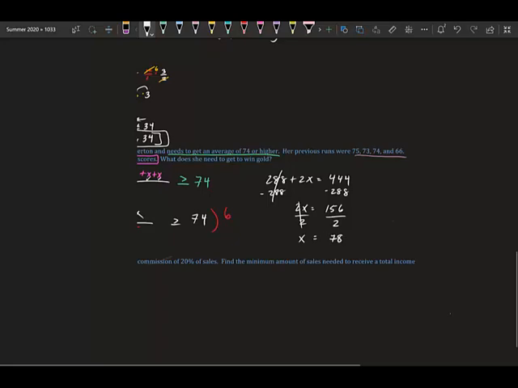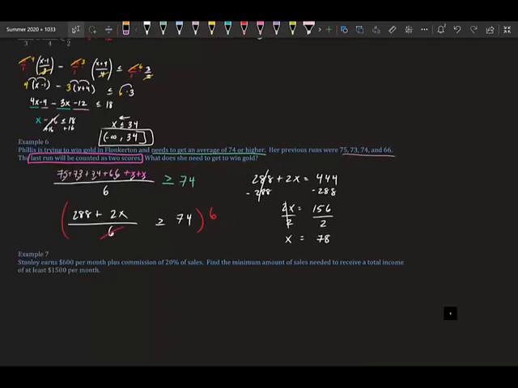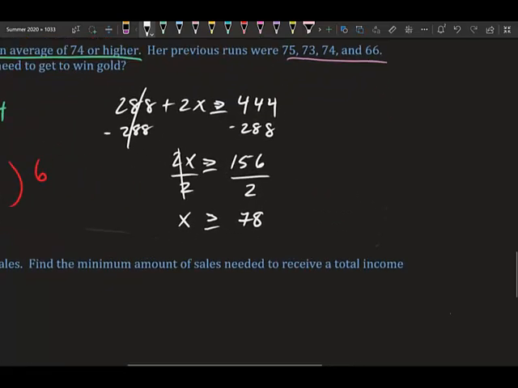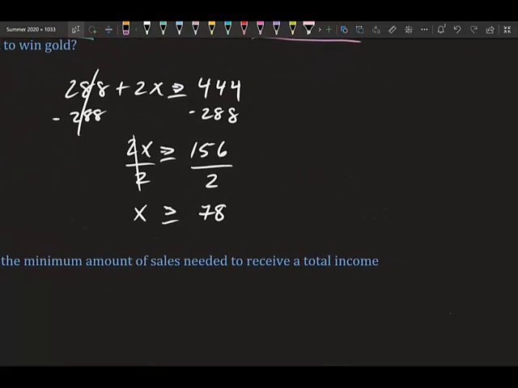But it's not equal to. I always switch it to equal to. That's just what I do. It's greater than or equal to. My bad. I always go back and fill it in. But it is x is greater than or equal to 78.